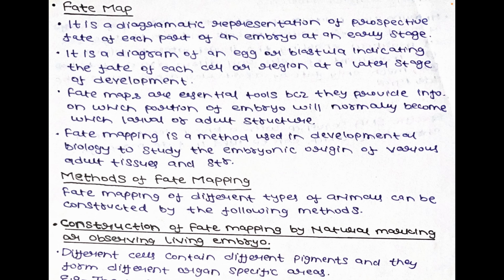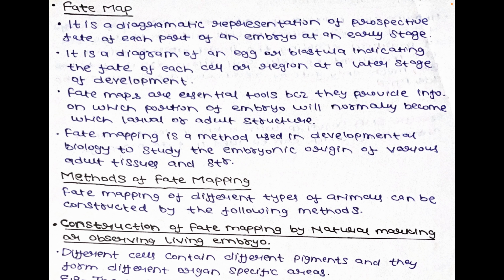A fate map is a diagrammatical representation of the prospective fate of each part of an embryo at an early stage. So a fate map is essentially a labeled diagram drawn onto the early embryo, the egg, the blastula or the early gastrula, that colors in and names each region according to what it will eventually become.